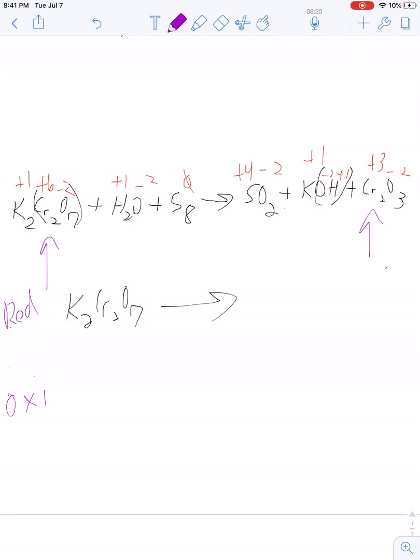Okay? So let's take a look at whose oxidation number is increasing. So sulfur over here is 0, over here it's plus 4. So the sulfur has oxidized. So then I write my S8 over here. Okay?